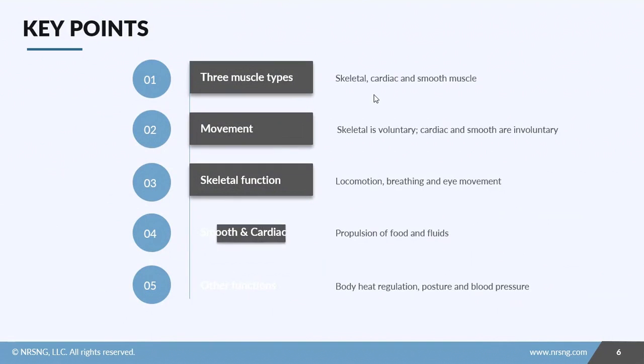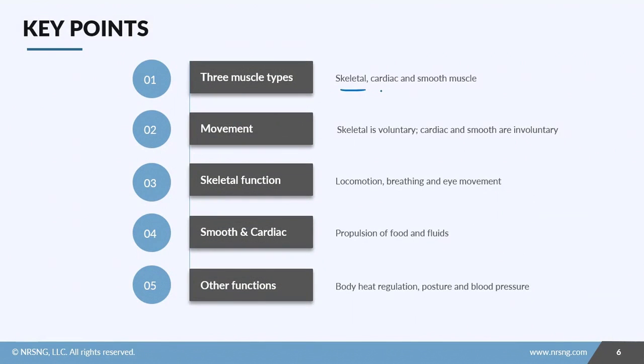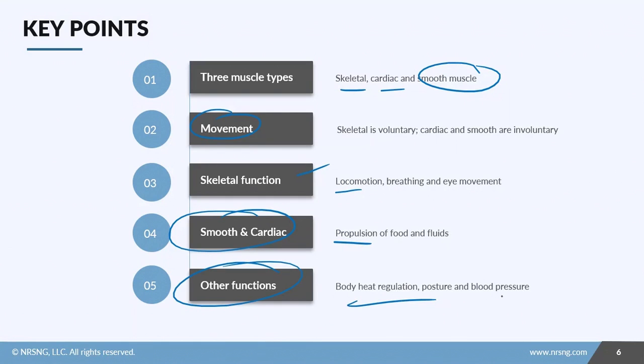So let's recap. You've got three muscle types: skeletal, cardiac, and smooth muscle. One of the cool functions of muscles is movement. Skeletal is voluntary, and cardiac and smooth muscle are involuntary movements. When you talk about skeletal function, we're talking about locomotion, breathing, and eye movement. And with your smooth and cardiac muscle, we're talking about propelling food and fluid into the spaces they need to go. Other cool functions of the muscle are body heat regulation, posture control, and blood pressure control.